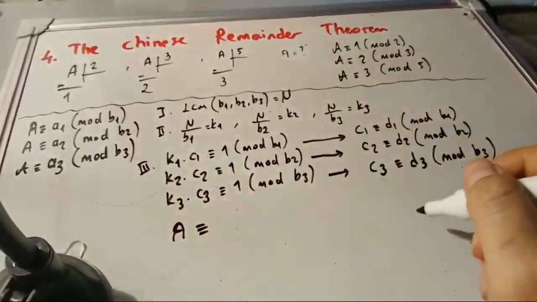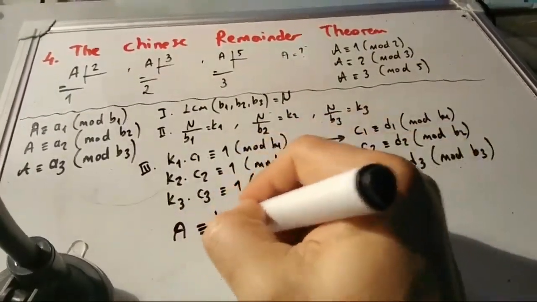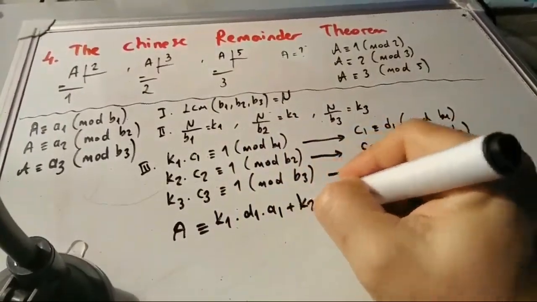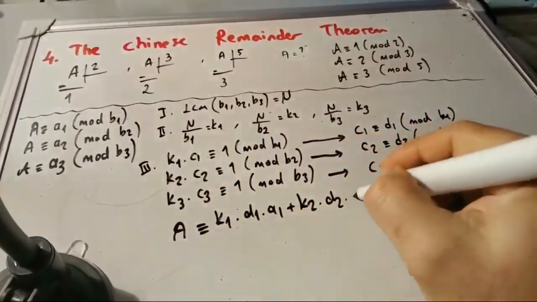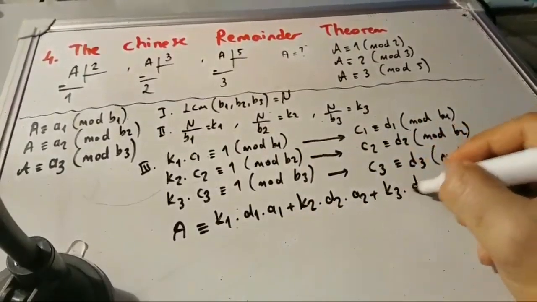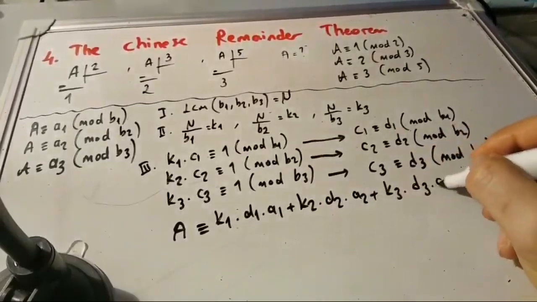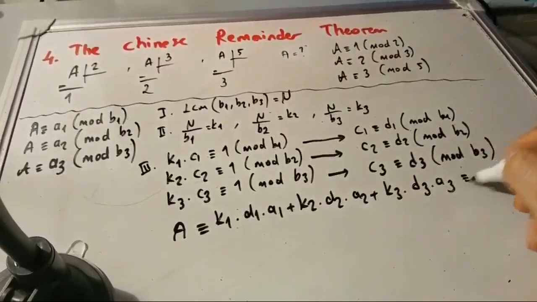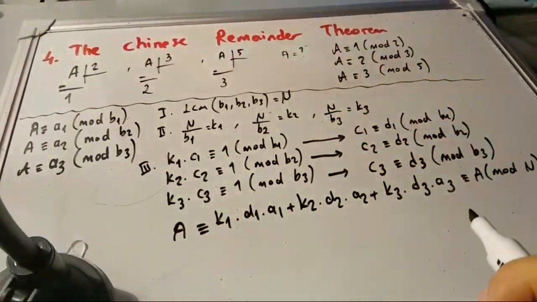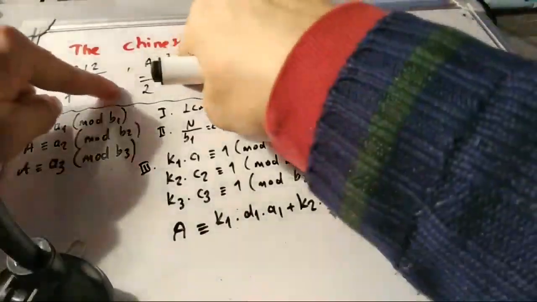For the final step, a is congruent to k1 times d1 times a1 plus k2 times d2 times a2 plus k3 times d3 times a3, which is congruent to a in mod n. Okay, first write all steps, and after that we will start to solve this problem, okay?